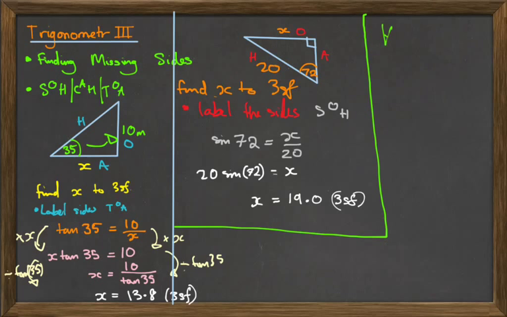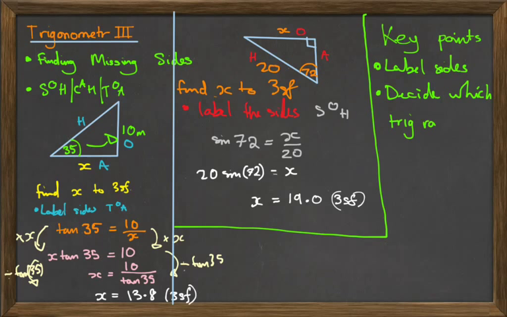So the key points to remember from this video. Label the sides: opposite, adjacent, hypotenuse. Decide which trigonometric ratio to use, and rearrange to find x. That's it. That's all you have to do when you're finding missing sides.